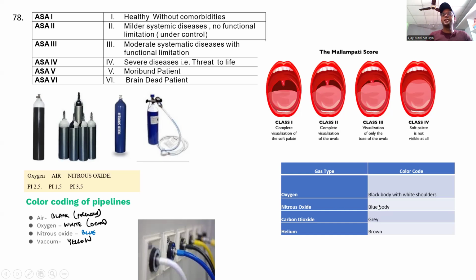Carbon dioxide. This is one there. But oxygen is always black body, white shoulder. Nitrous oxide, blue body. Carbon dioxide, gray. Helium, brown. Please remember, guys.